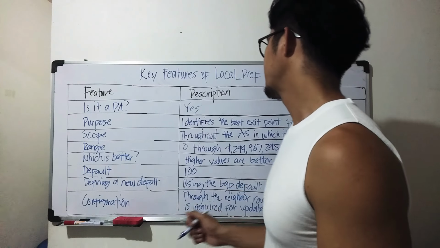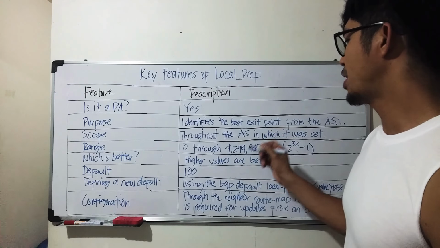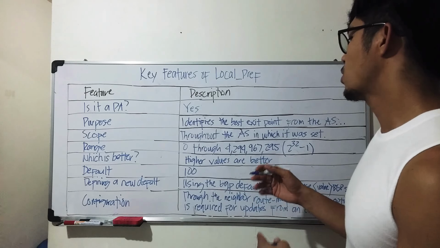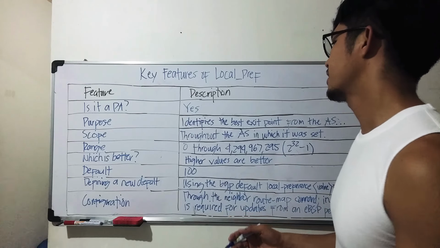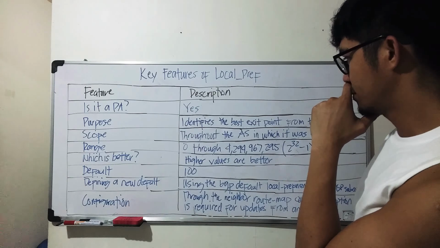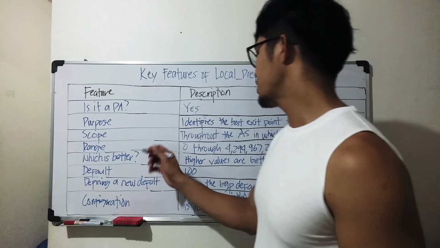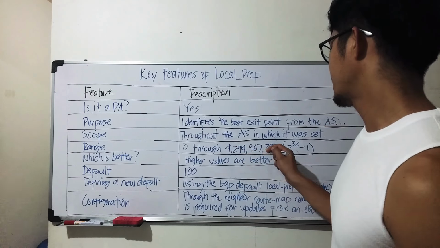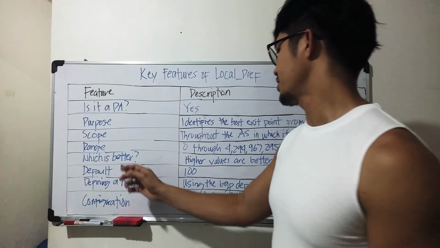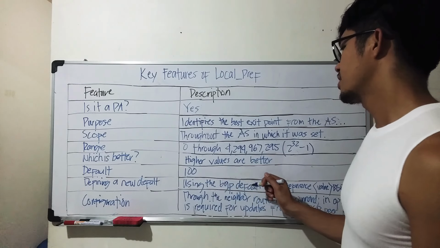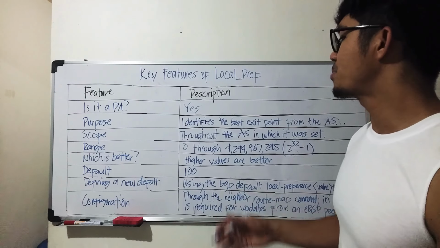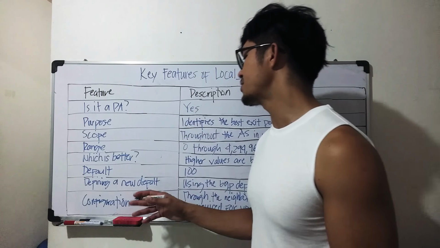And scope is throughout the AS in which it was set. So its scope is just throughout the AS. It's not advertised to eBGP peers. Range is 0 through about 4 billion. I'm not going to read this number. Which is better? Higher values are better. Default is 100, and with local pref you can define a new default.